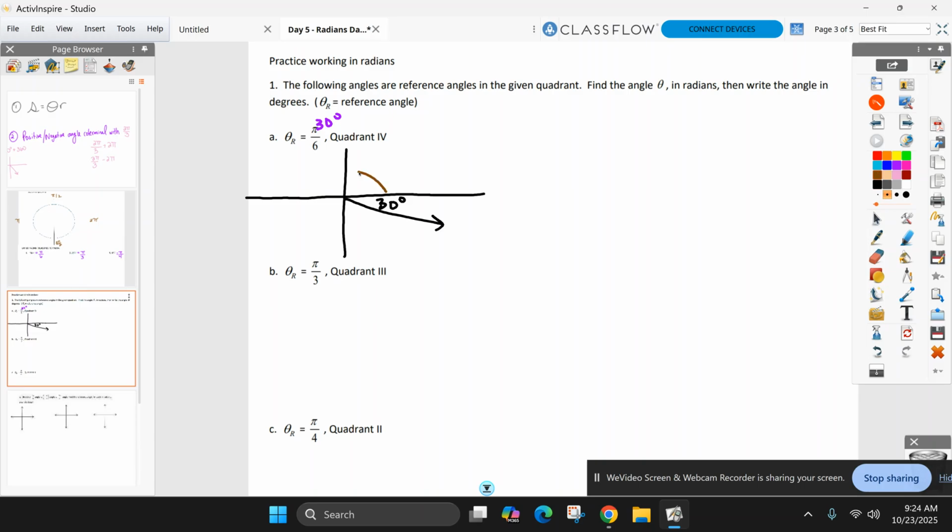What is the actual angle in quadrant 4? That's what I'm looking for. The reference angle is 30 in quadrant 4. What's the actual angle? I know it's got to be between 270 and 360. Somebody better give me an answer between 270 and 360 here, right? So using that info and knowing where you are, let's talk to somebody here.